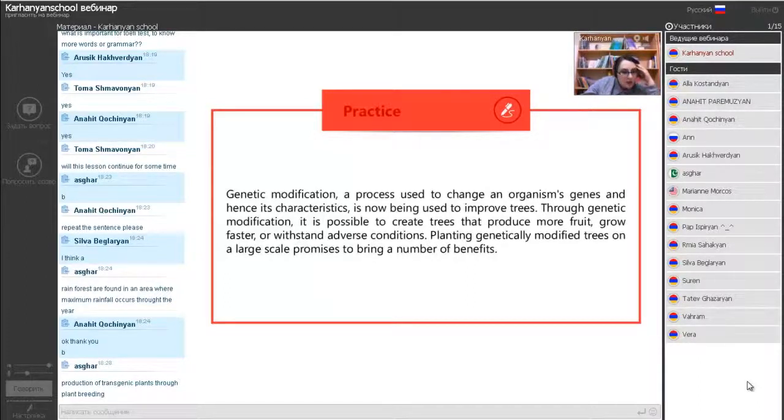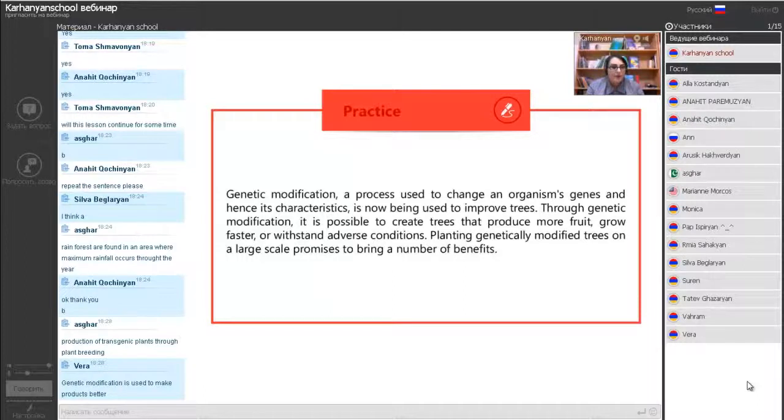A production of transgenic plants through plant breeding. Yes, this can be, Askar, thank you, this can be just the most important part, yes. But while summarizing, you can add some more sentences. But for the beginning, it is okay.